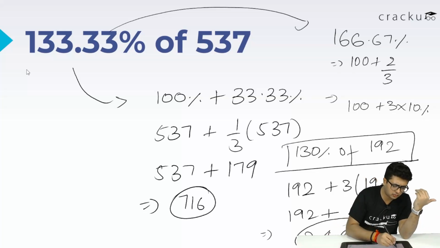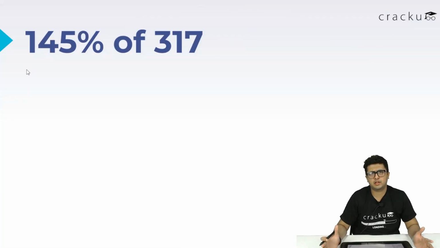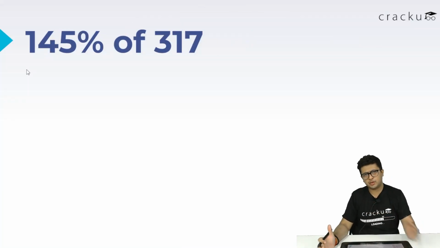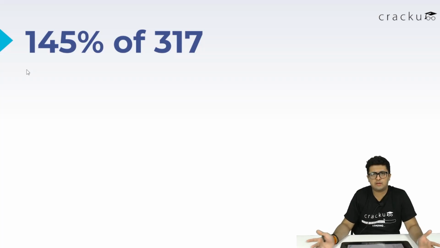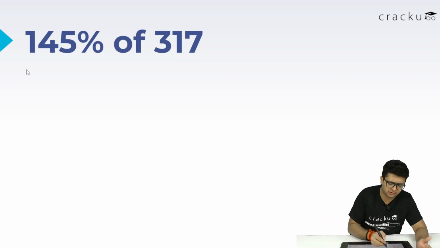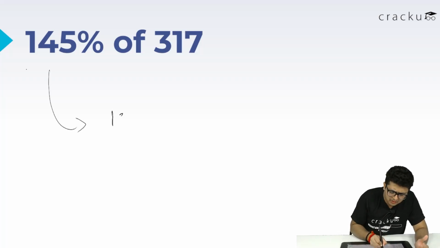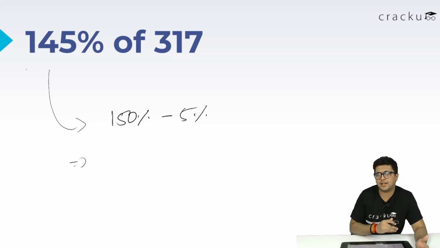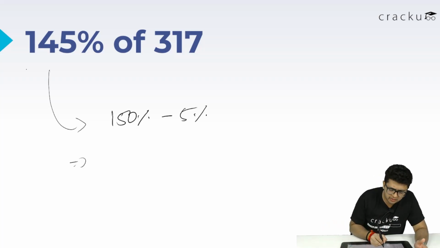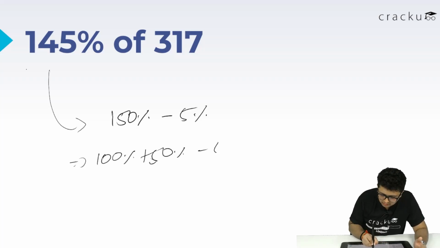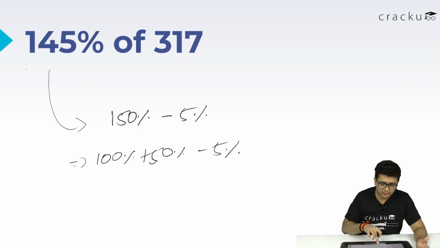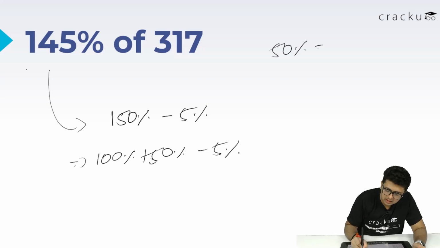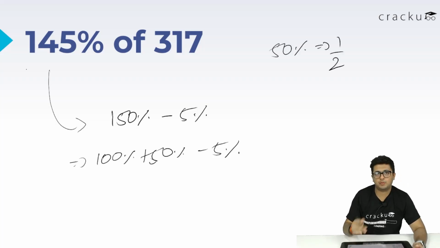Let's look at another question that we have. 145% of 317. Let's do this question. You guys can do it too while watching the video. We'll do it in the same way that we've been doing, breaking down percentages into fractions. I can write 145% as 150% minus 5%. And this 150%, as I said, anything over 100, I'll break it down. It'll be 100% plus 50% minus 5%. And the good thing about 50% and 5% is, once I calculate 50%, which is nothing but 1 by 2, 5% will just be that divided by 10.